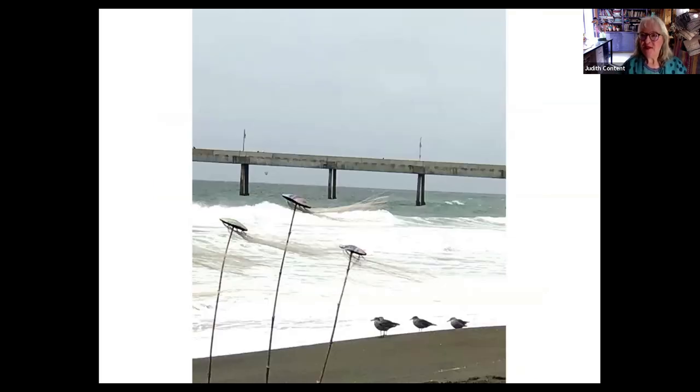And one of the benefits of taking 42 zillion photographs is every once in a while you get a composition like this one, where these birds look like they're in a conversation with my sculptures, which I love. Next slide.